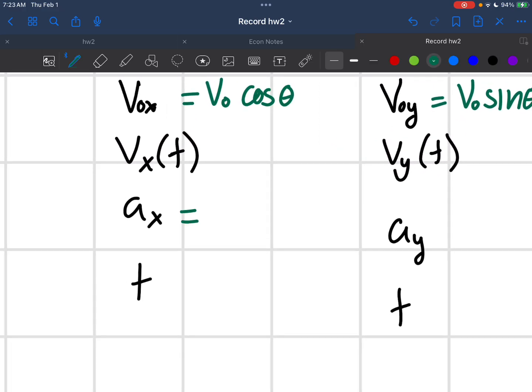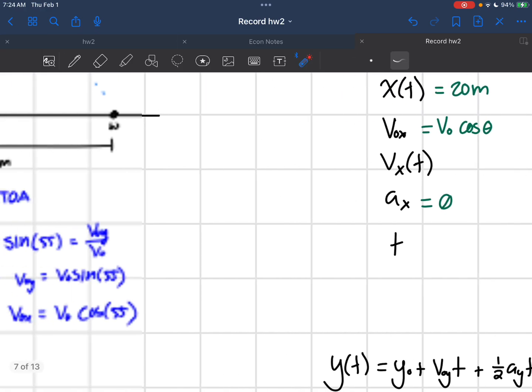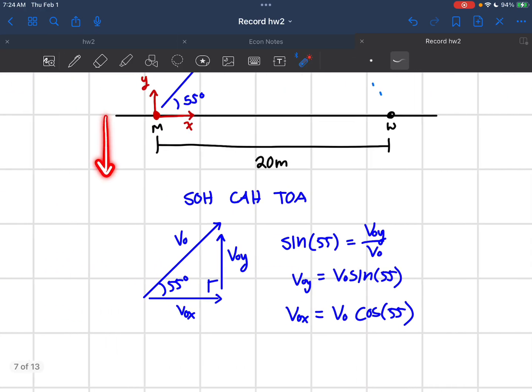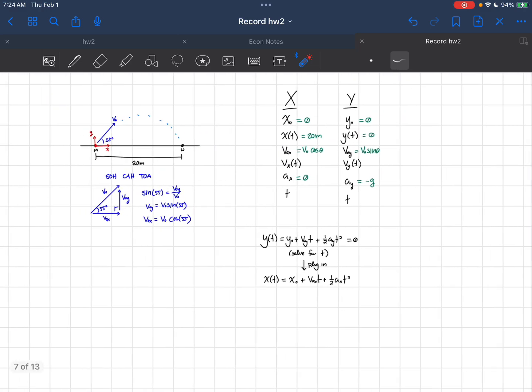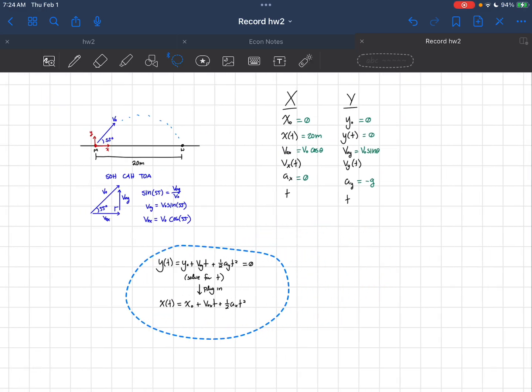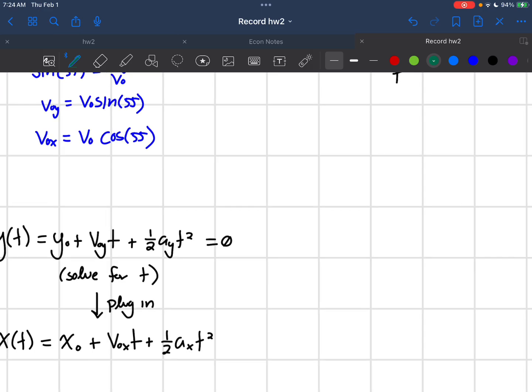But I know my x acceleration for an object in free fall will be 0, and my y acceleration will be minus g. The reason it's minus g is because gravity is down, and I said that up was positive. Okay. So all that to say, I have a fair bit of information about these equations. I know that I want to set this one equal to 0, so I'm going to plug in everything that I know.